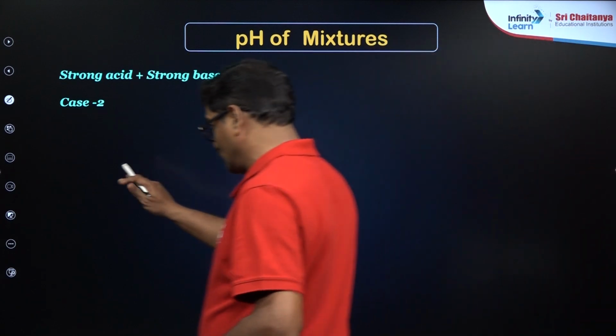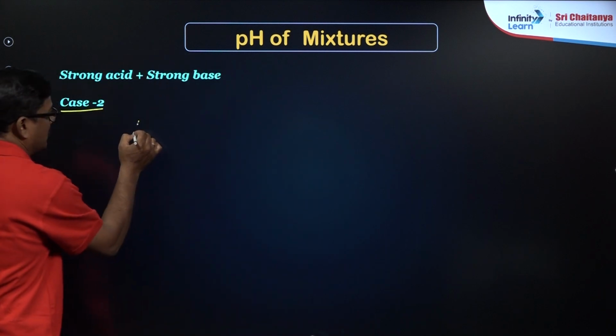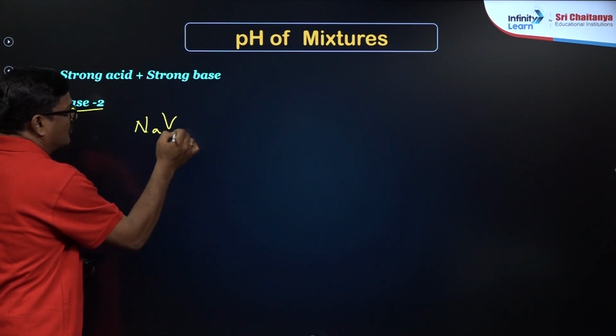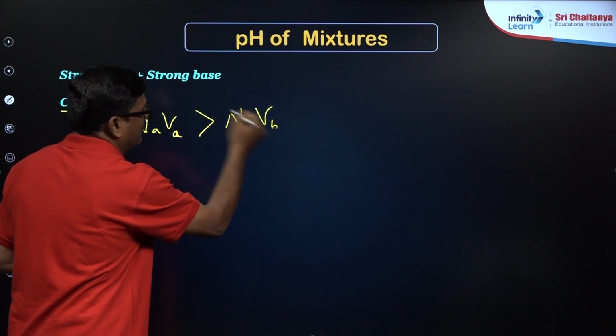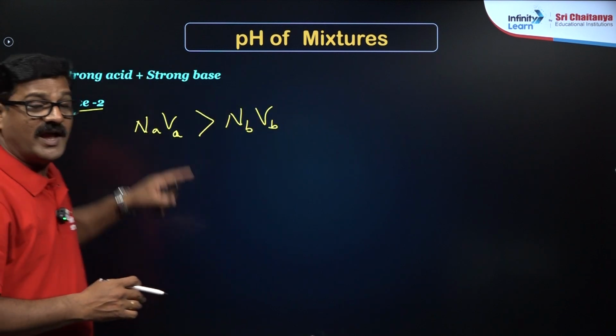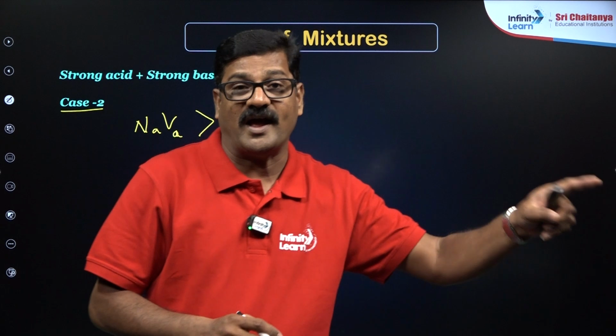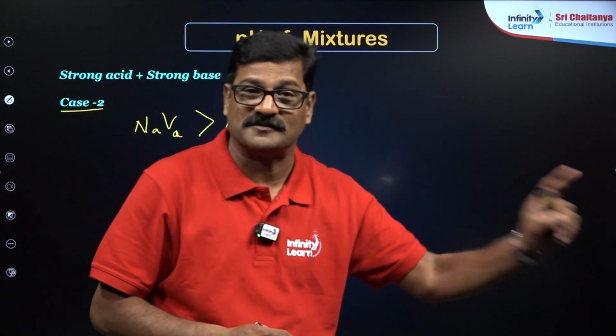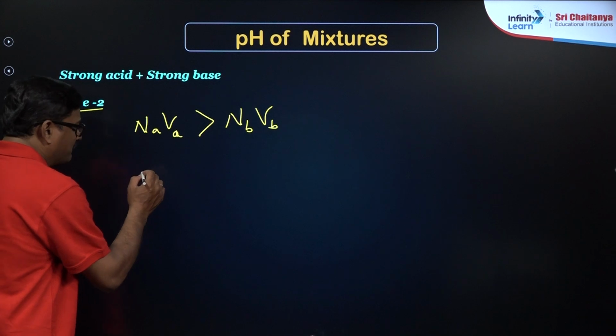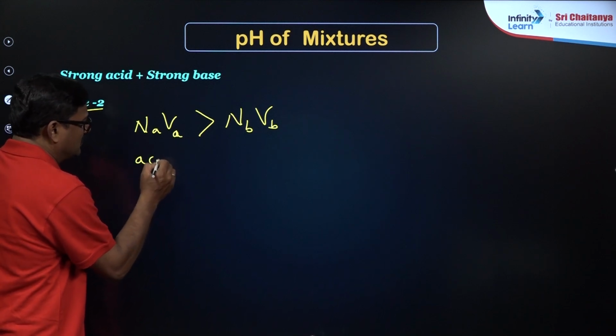Let's say case 2. If the normality of acid times the volume of acid is greater than the normality of base times the volume of base, then acid is more. The number of equivalents of an acid is greater than the number of equivalents of a base. If that is the case, the solution is acidic.